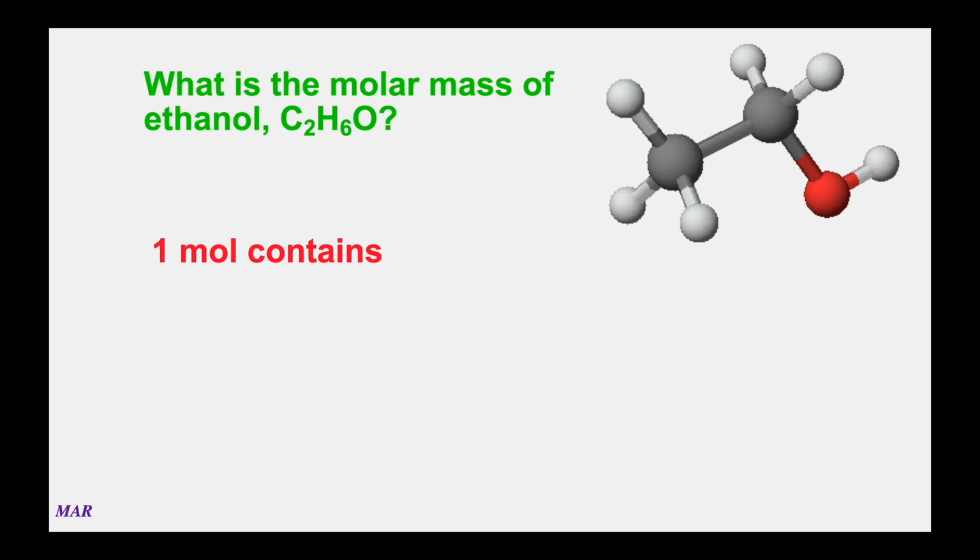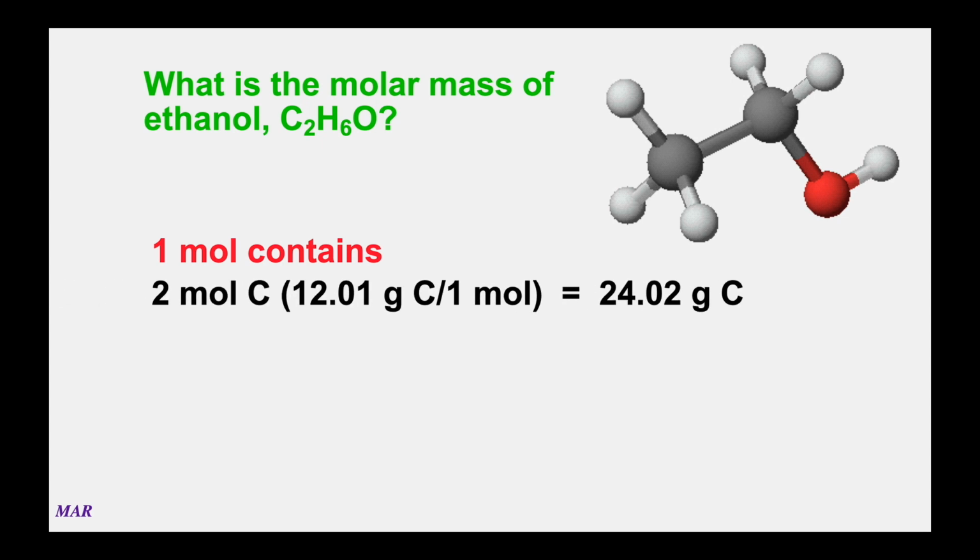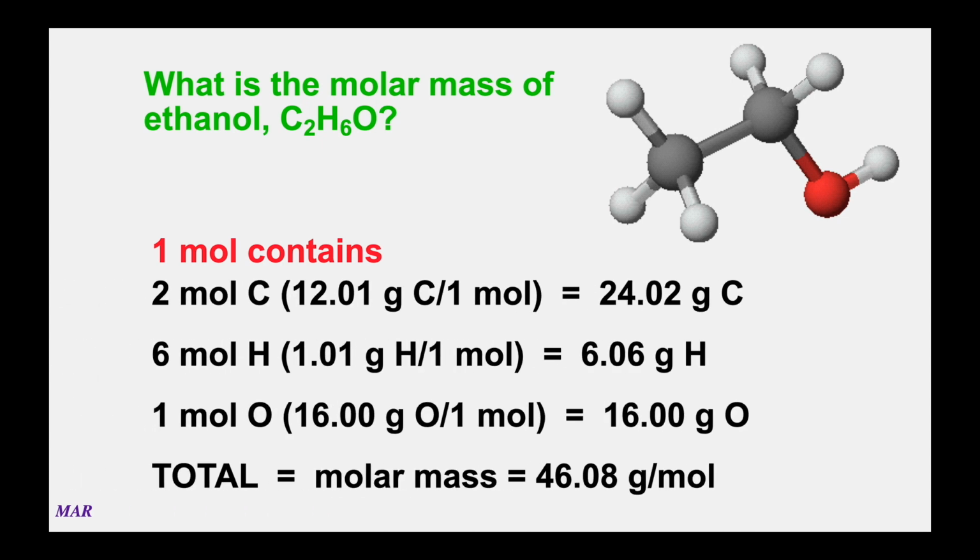Now, in the last section, if we wanted to find the molar mass of oxygen, you'd look on the periodic table. Oxygen is about 16.0 to 3 sig figs, so that would be 16.0 grams of oxygen in a mole of oxygen. We're going to do the same kind of thing now, but for a molecule. So this is ethanol. It has 2 carbons, 6 hydrogens, and 1 oxygen.